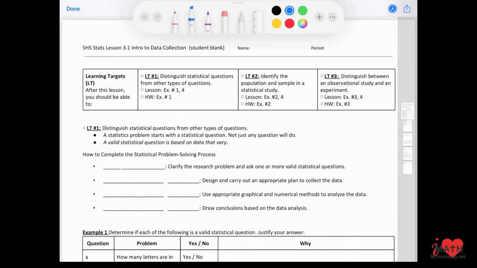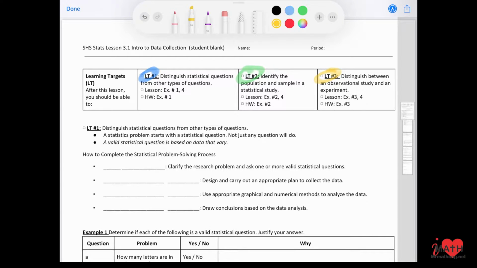Lesson 3.1, Intro to Data Collection. Learning targets. Learning target number 1: distinguish statistical questions from other types of questions. Learning target number 2: identify the population and sample in a statistical study. And learning target number 3: distinguish between an observational study and an experiment.